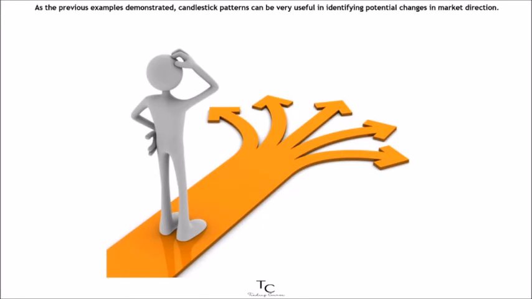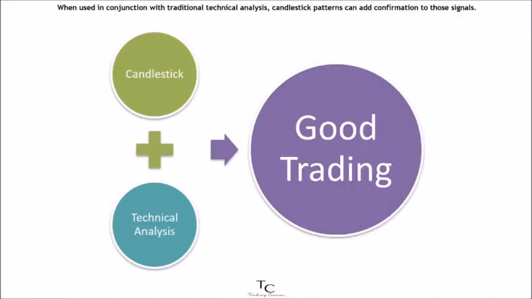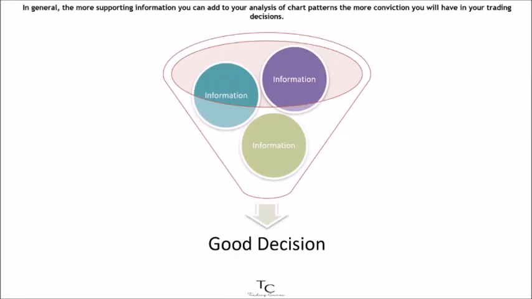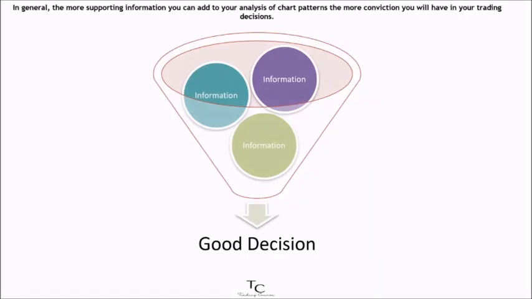As the previous examples demonstrated, candlestick patterns can be very useful in identifying potential changes in market direction. When used in conjunction with traditional technical analysis, candlestick patterns can add confirmation to those signals. In general, the more supporting information you can add to your analysis of chart patterns, the more conviction you will have in your trading decisions.